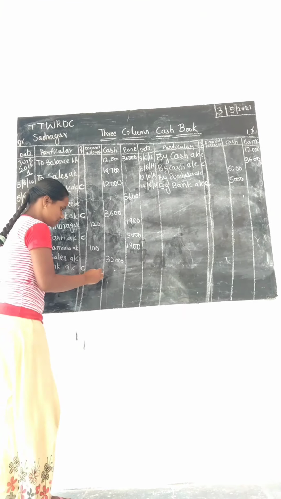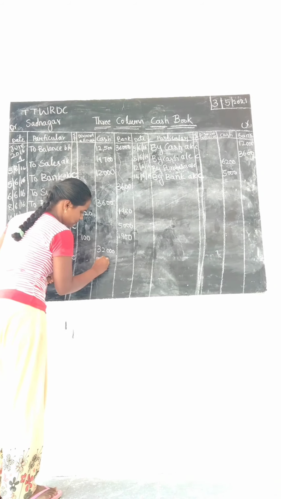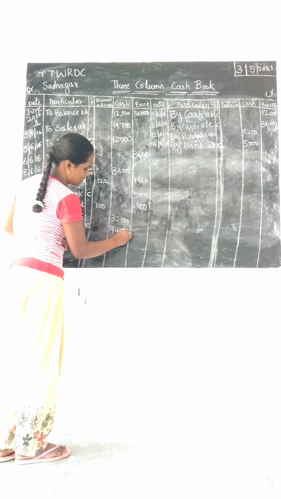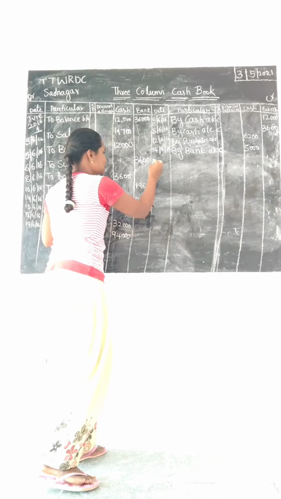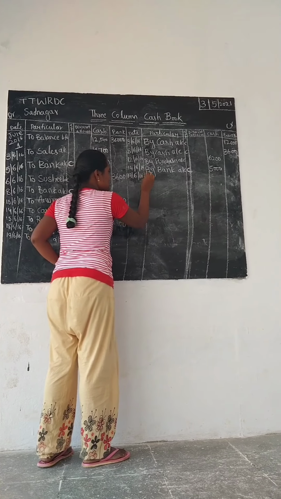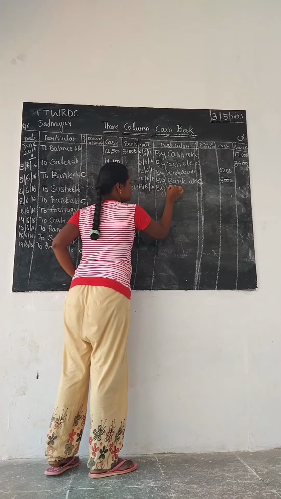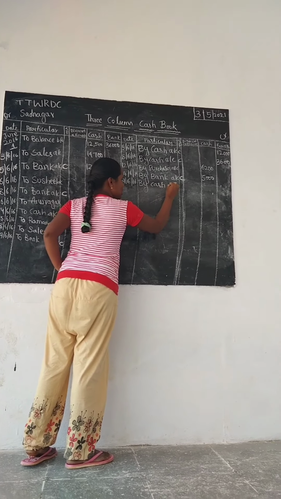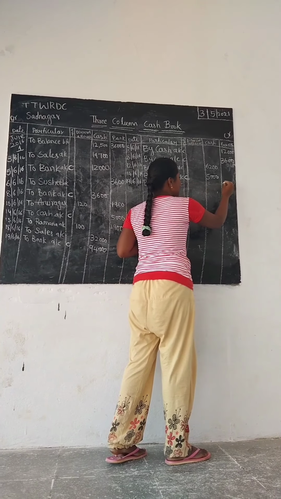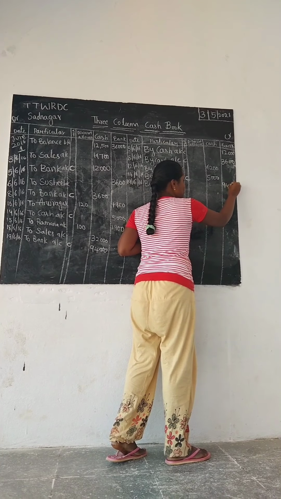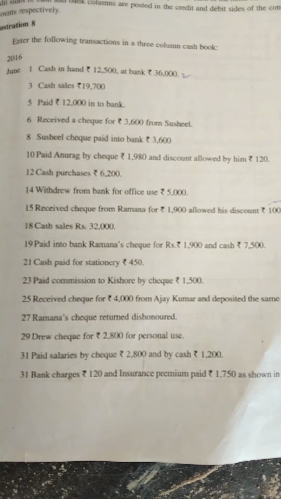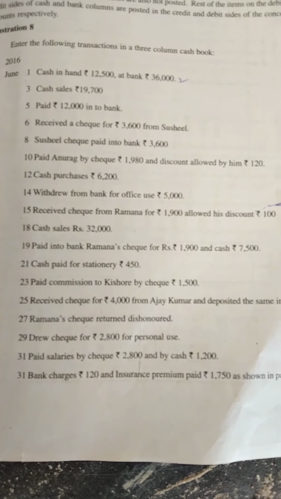The amount is 9,400 in the cash column, and here on 2016 by cash account. The amount we should write in the bank column is 9,400. Next one is on the 21st day, paid for stationery.